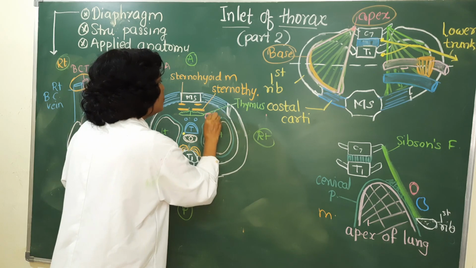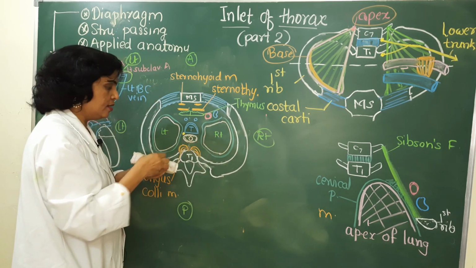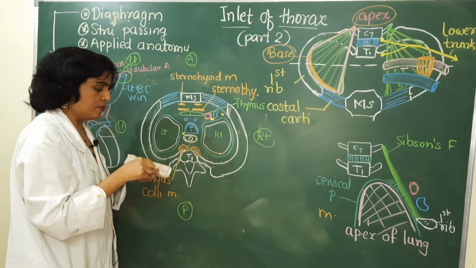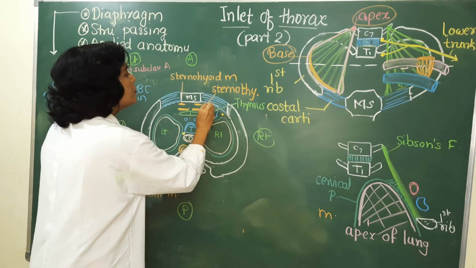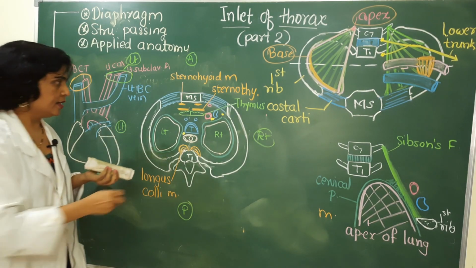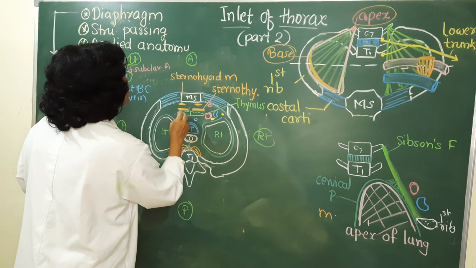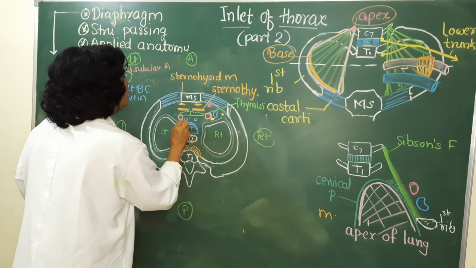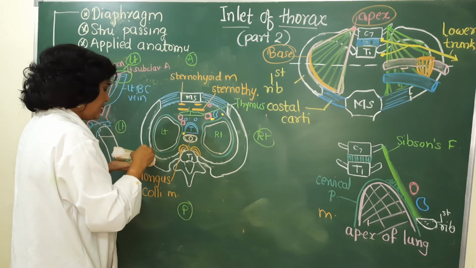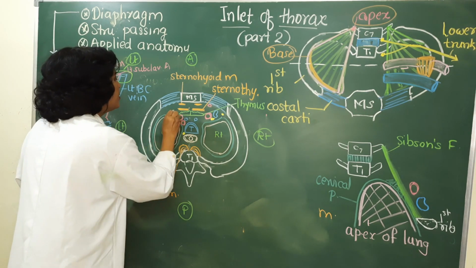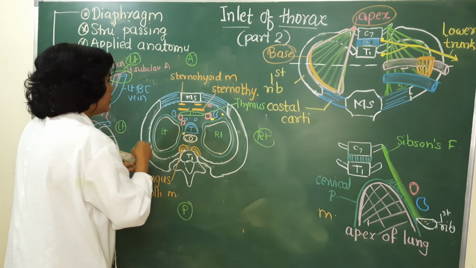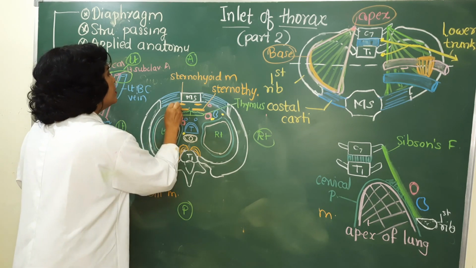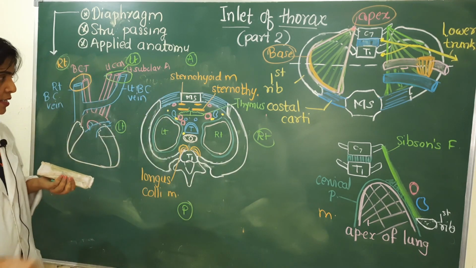Along with that you get the right brachiocephalic vein, because this is the right side. Along with that you get the right vagus nerve and the right phrenic nerve. Just behind the costal cartilage, here you will be able to see the internal thoracic artery. On the left side you will be able to see the left common carotid and left subclavian artery, along with the left brachiocephalic vein, left vagus nerve and left phrenic nerve, and here, like the right side, you also get the internal thoracic artery.